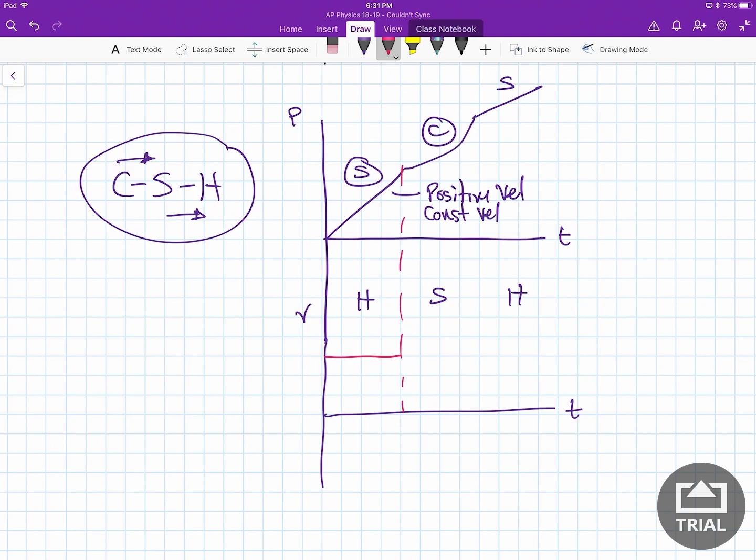So then we're going to have here a curve, which is positive velocity, changing velocity, and it's also increasing because it's going from minus to plus. So this one, guys, is going to go like this. The next one is constant velocity, positive velocity. Like that. Positive and constant. That's why it's still at the top.